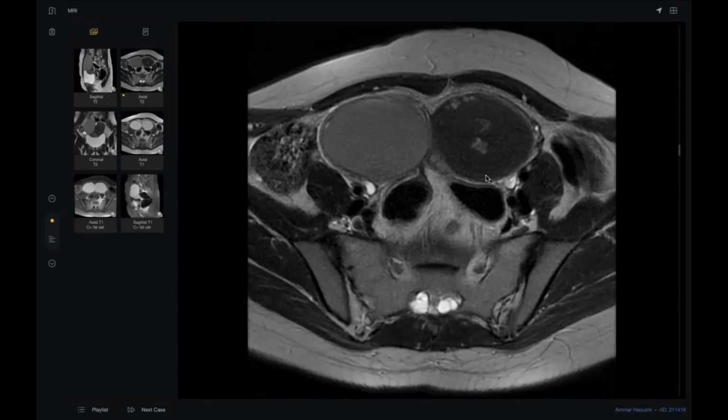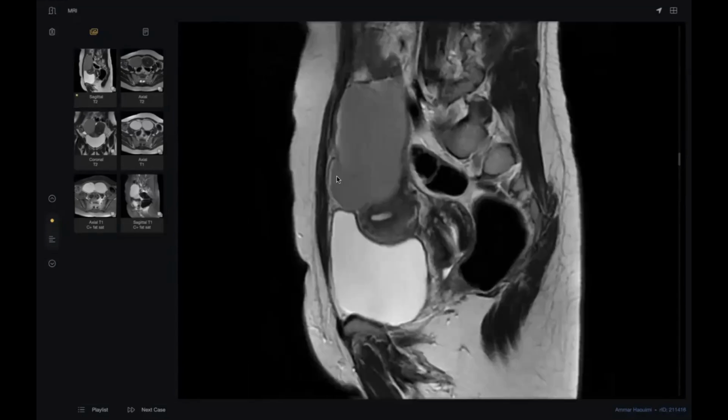Sir, any other sequence, or can you scroll? My question is very clear: there is a sign here you should tell me, which is a differential sign between hemorrhagic cyst and endometrioma. No, sir, I'm not recalling this sign. Okay, I will tell you later.